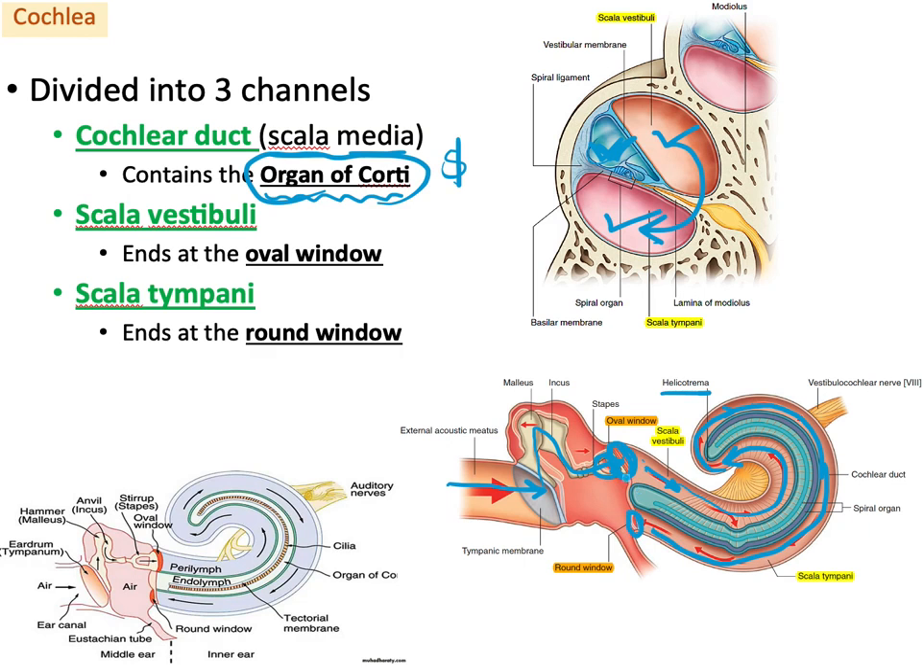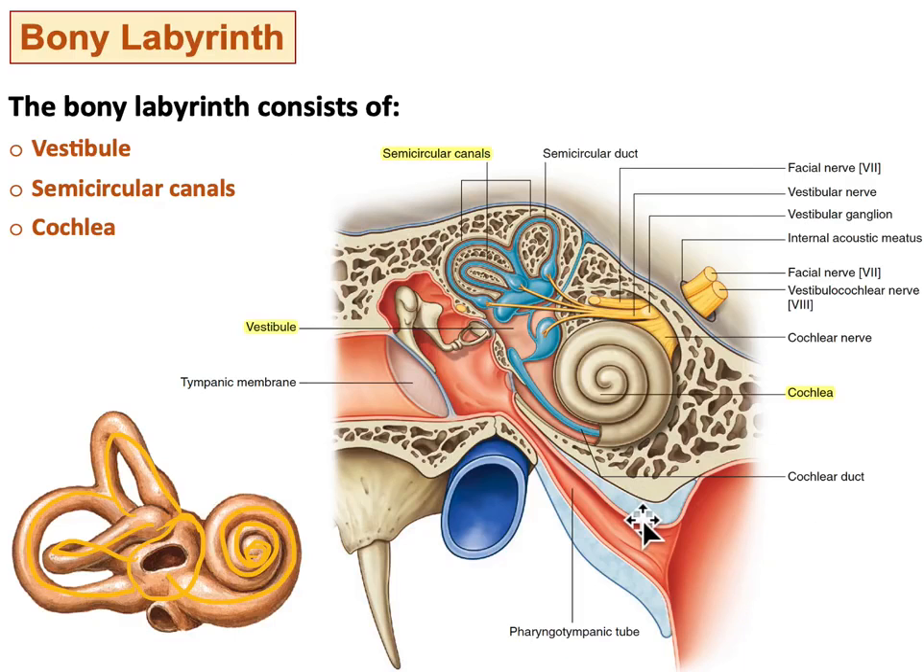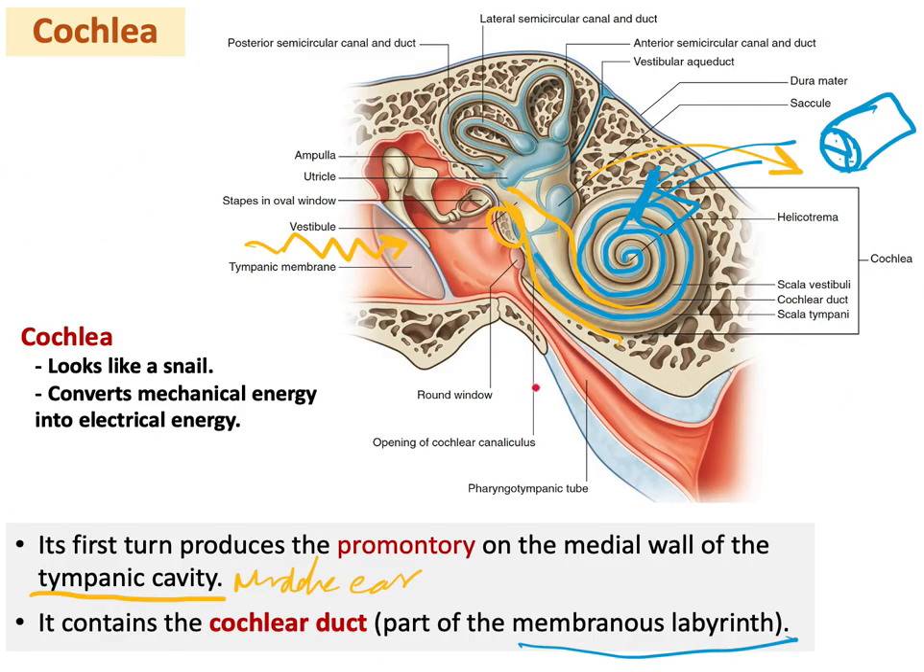Let me remind you that we mentioned, let me show you here. This is the promontory that's created by the basal part of the cochlea. Above it there is the oval window, below it there is the round window. So the oval window is closed by the stapes, the round window is closed by the secondary tympanic membrane.